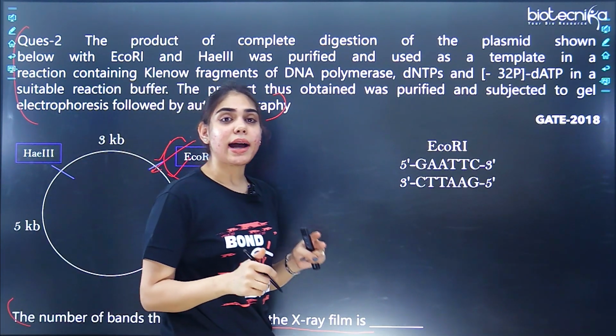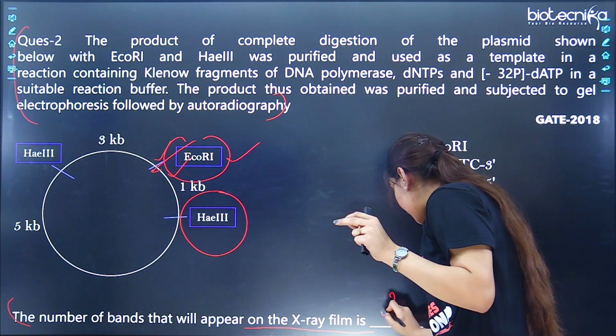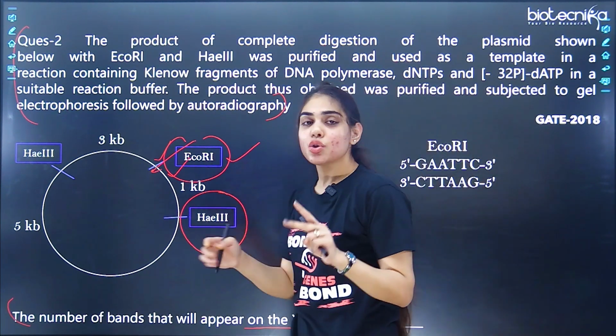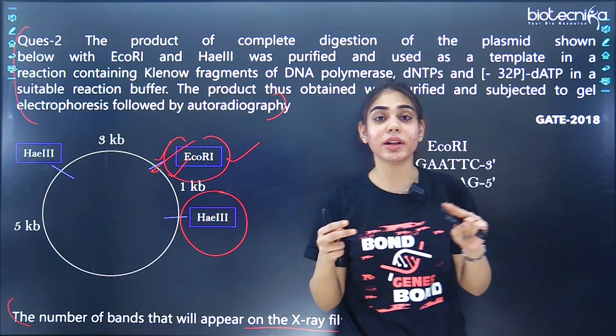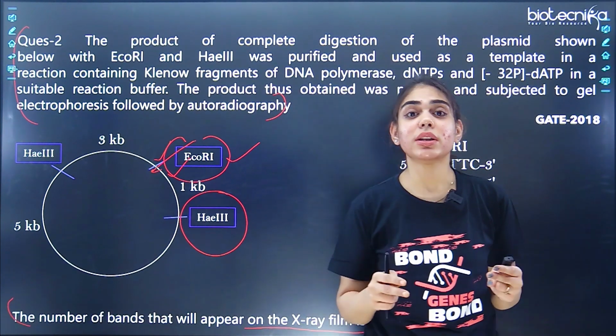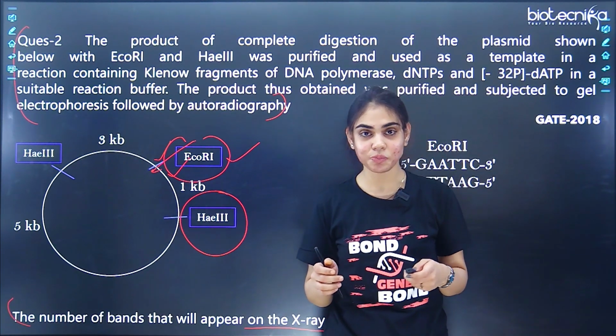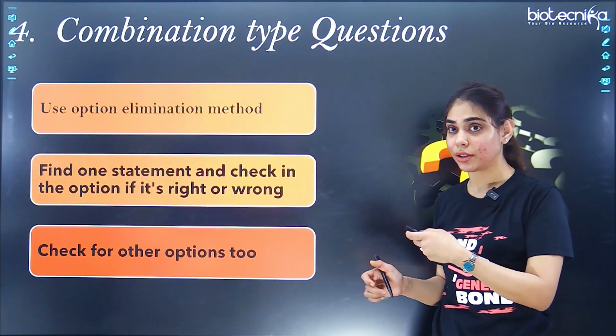So what would be the answer? It will be 2. So what is the site that is given? EcoRI. So when this one site is cleaved, we'll get two fragments because it will generate two sticky ends, and both fragments will appear on the X-ray film or autoradiography. So I'm sure this is clear to everyone.